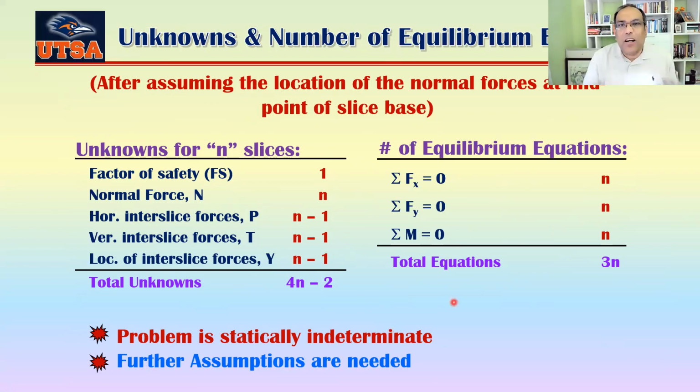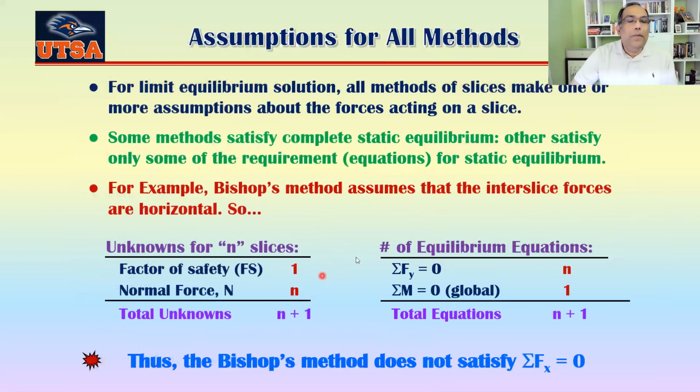So based on those further assumptions, all those methods are there. That's how they are trying to calculate each of them, how they are trying to simplify it to make it statically determinate. Now let's see the assumptions for all methods. For the limit equilibrium solution, all methods of slices, more assumptions about the forces acting on the slice are needed.